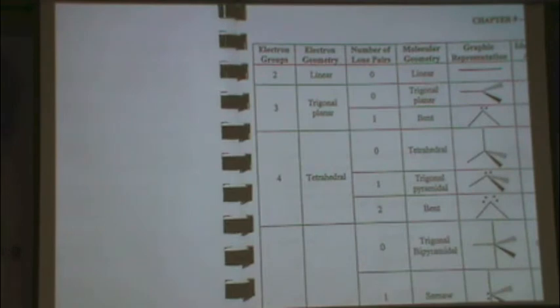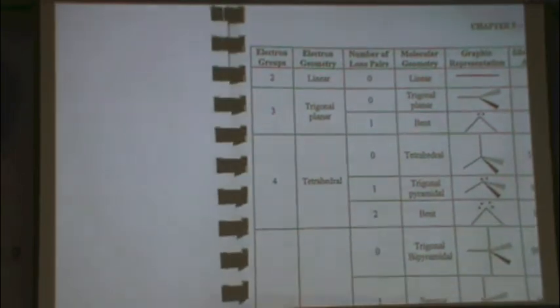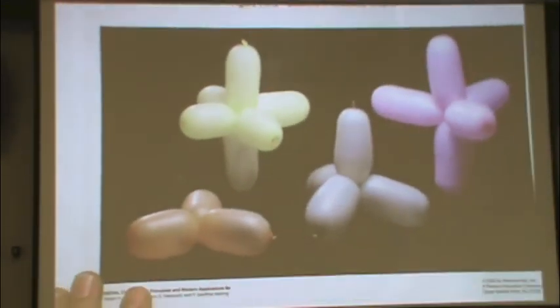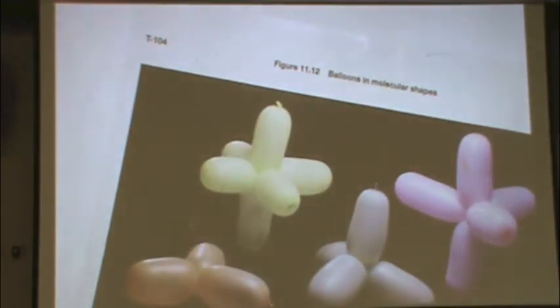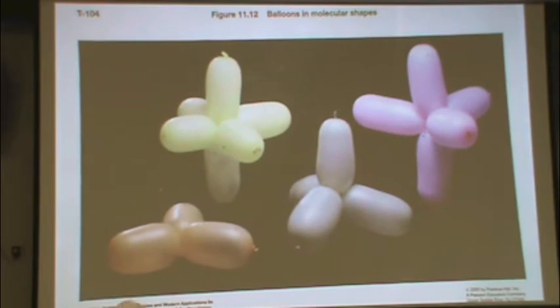I'll come back to this in just a second. Let me show you one more picture. This is, I believe, from your text. If you're a carny sort of person and you like to make balloon animals, if you put 3 balloons together, following the same kind of repulsion, a balloon's not going to be in another balloon.